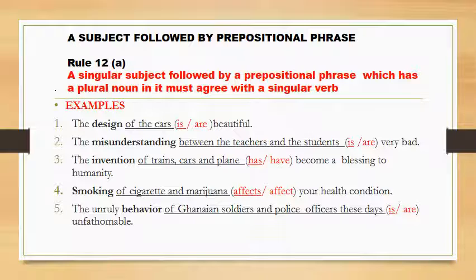Let's look at the last example. The unruly behavior of Ghanaian soldiers and police officers these days is unfathomable. So the subject in this sentence is behavior, but not the soldiers and police officers. Once we have identified the subject, which is singular, the verb must be singular. So starting from "of Ghanaian soldiers and police officers" becomes the prepositional phrase. So the correct answer will be is. The unruly behavior of Ghanaian soldiers and police officers these days is unfathomable.